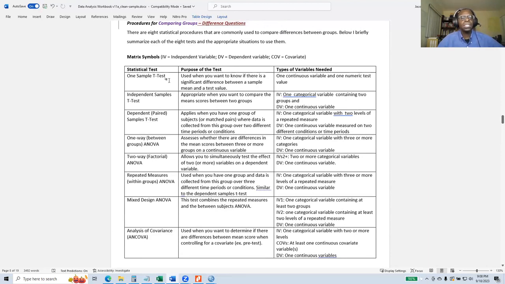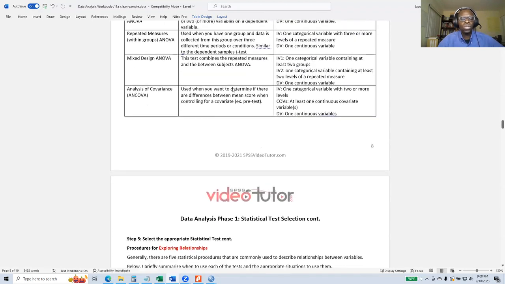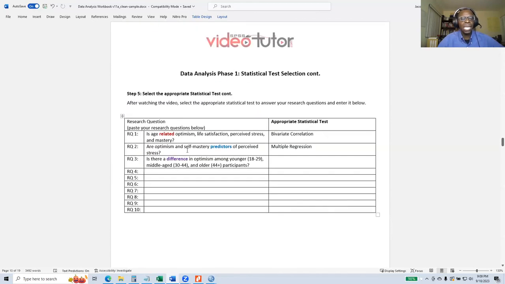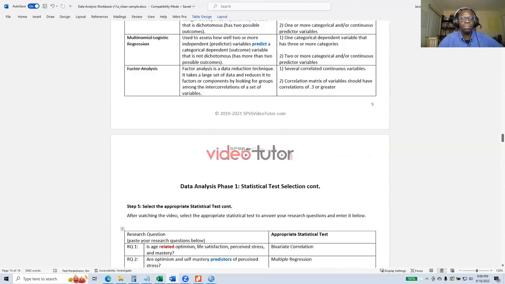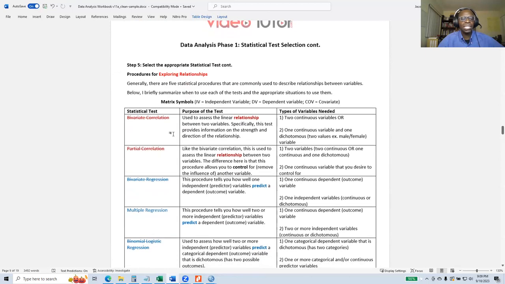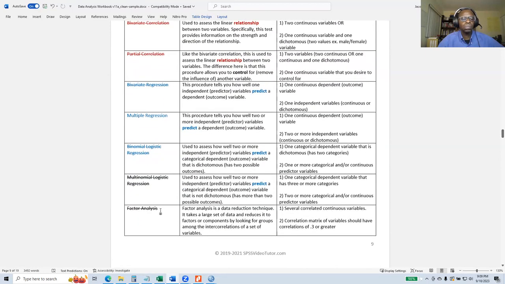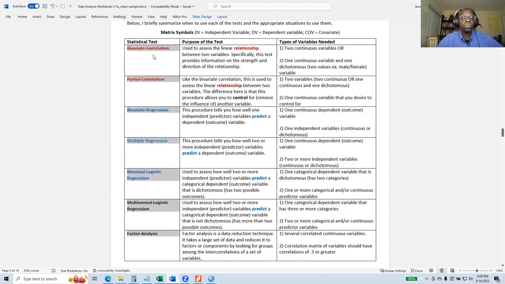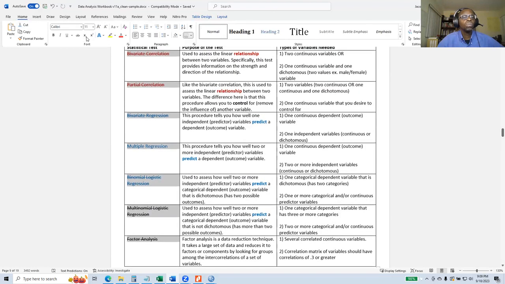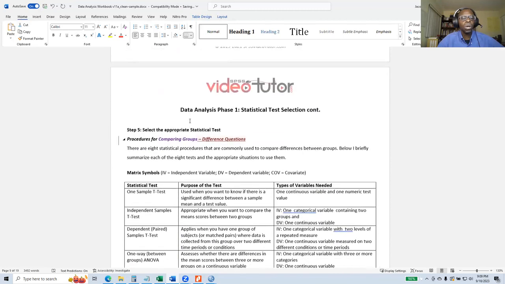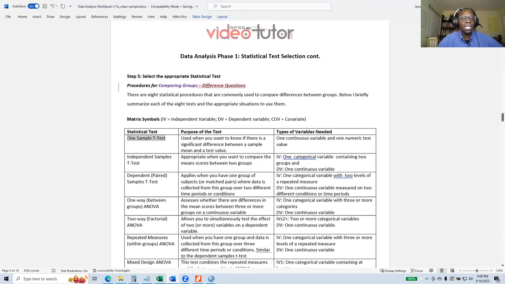All right, so let's look at the first one. Use when you want to know if there is a significant difference between a sample mean and a test value. We don't say anything down here about a sample mean and a test value. We're not interested in that. So that's not it. So the one sample t-test, that's out.